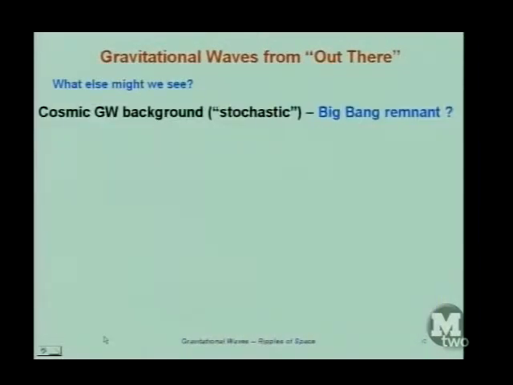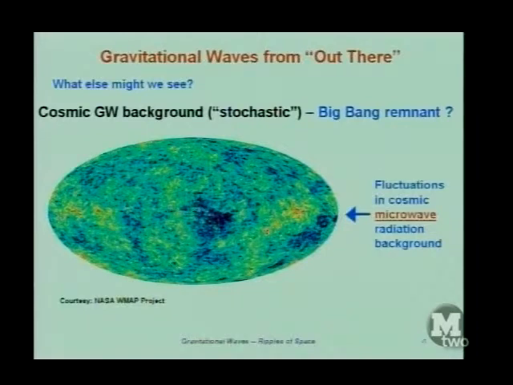Okay, another potential source would be a cosmic gravitational wave background, a remnant from the Big Bang. You probably know quite a bit about the fluctuations of the cosmic microwave radiation background that was discussed in a couple of lectures earlier in the semester. These are fluctuations in that pervasive background of 3-degree Kelvin radiation that comes at us from all directions. Those fluctuations tell us a great deal about what happened in the Big Bang and what has happened since the Big Bang. And we would like to see something like that in gravitational waves.